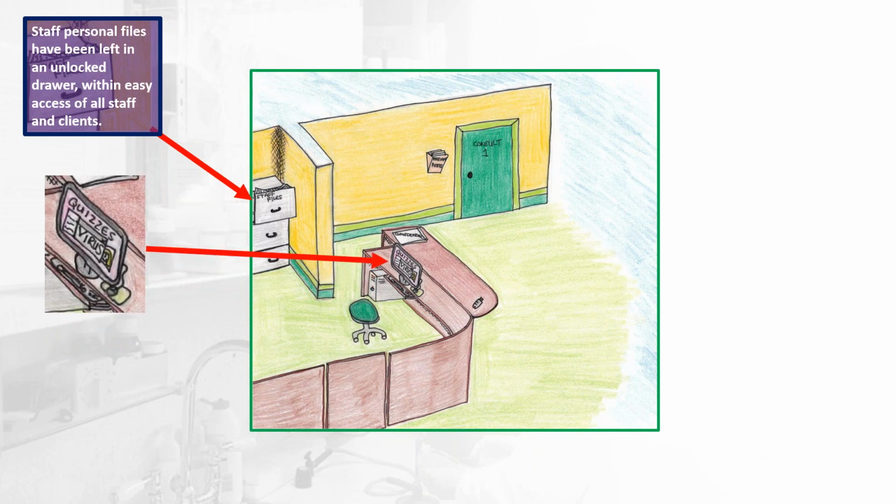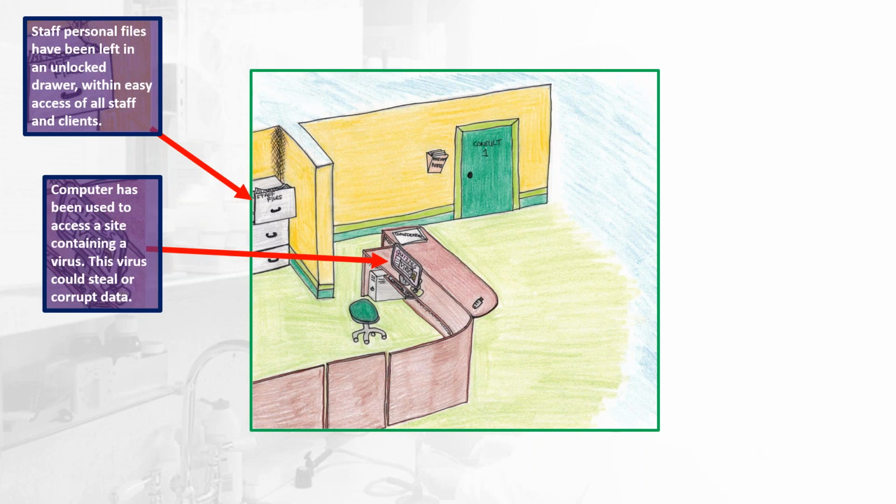Two. We can see the computer here has been used to access a non-work related site. It's possible this computer has contracted a virus. It's really important that we are vigilant with how we use our machines in practice. Any viruses can destroy, steal, encrypt, or delete data that we have on our systems, which would be a breach under GDPR.